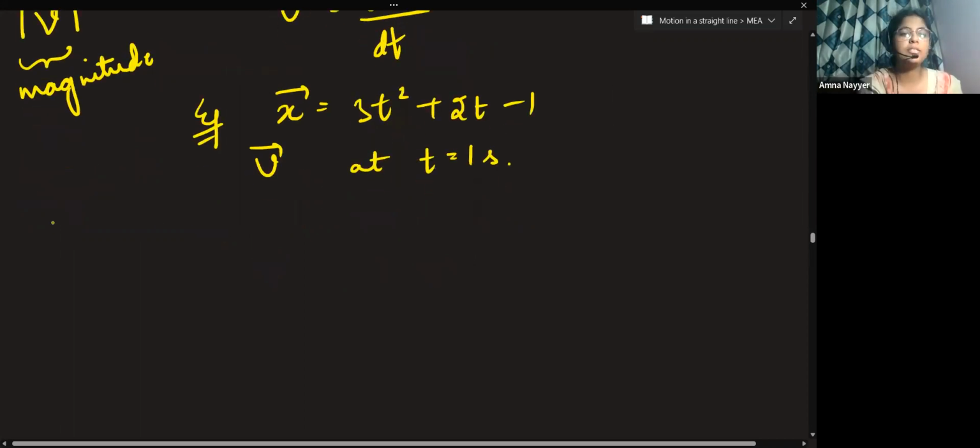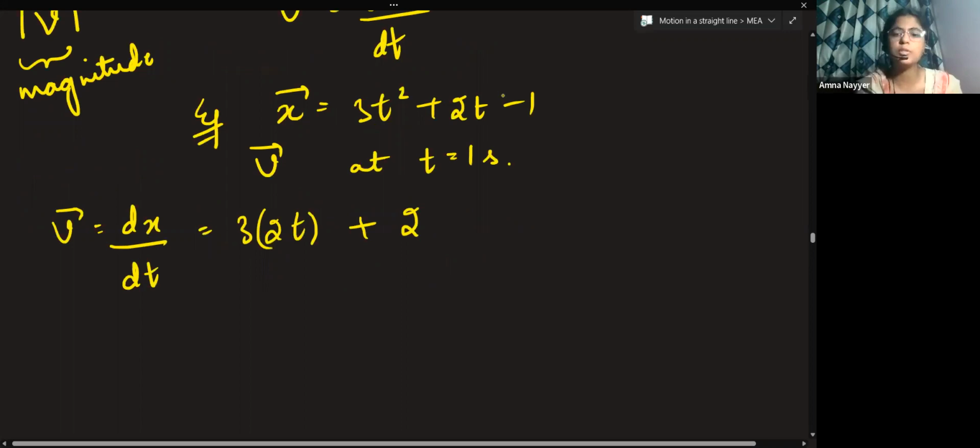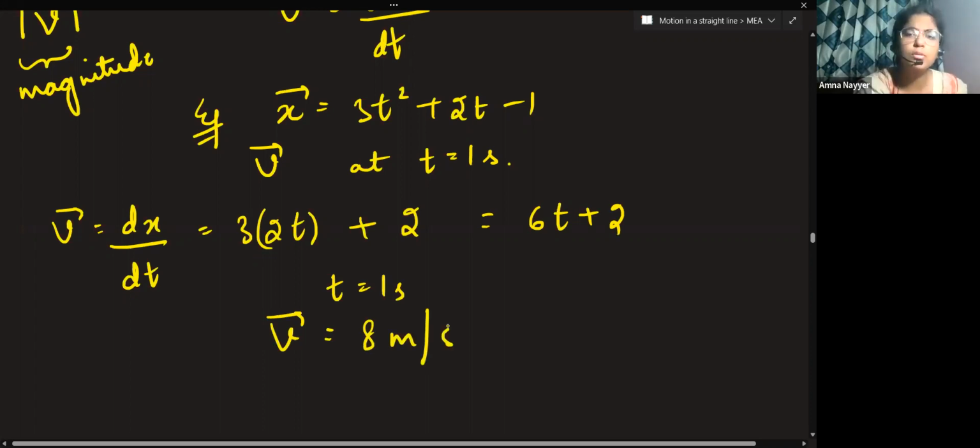So differentiating, it becomes dx over dt. So 3t square, when you differentiate, becomes 6t, plus 2, t to the power 0 becomes 1, and 1 is a constant. So here you have 6t plus 2. Now put the value of t as 1 second. Velocity will be 6 plus 2, 8 meter per second. This way you have to solve it again.